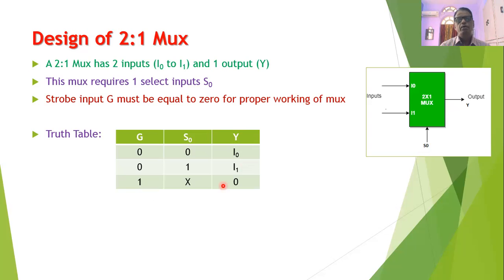Now we can write the SOP equation for the output. So we can easily write Y is equal to complement of S0, which can be written as S0 dash into I0 plus S0 into I1.